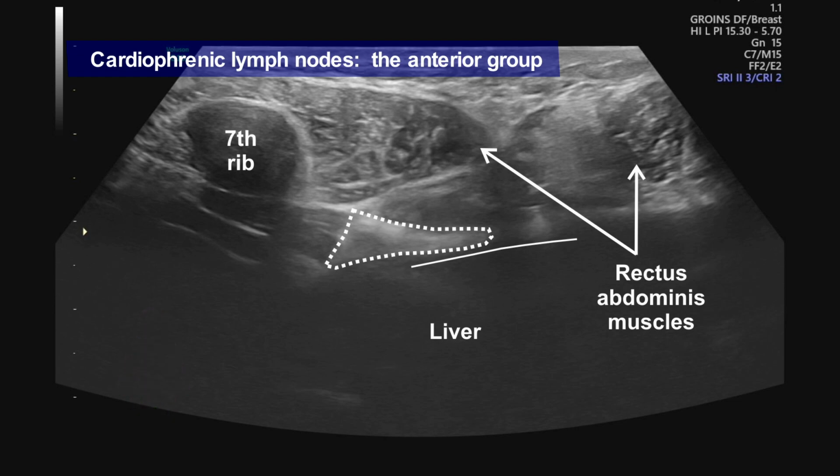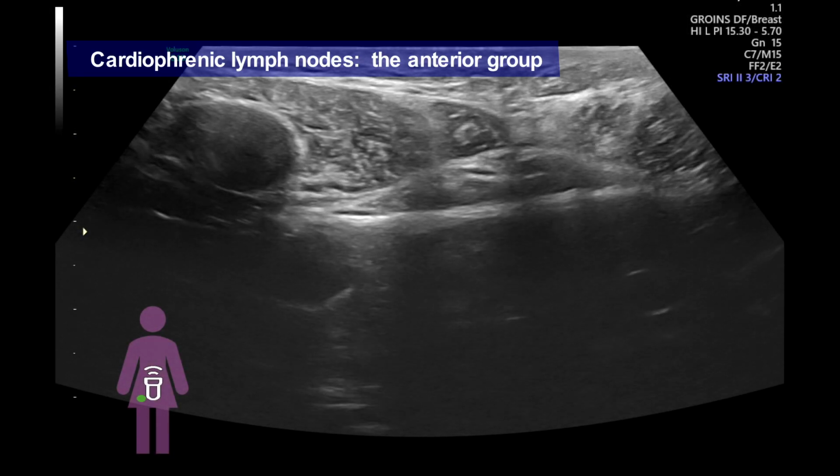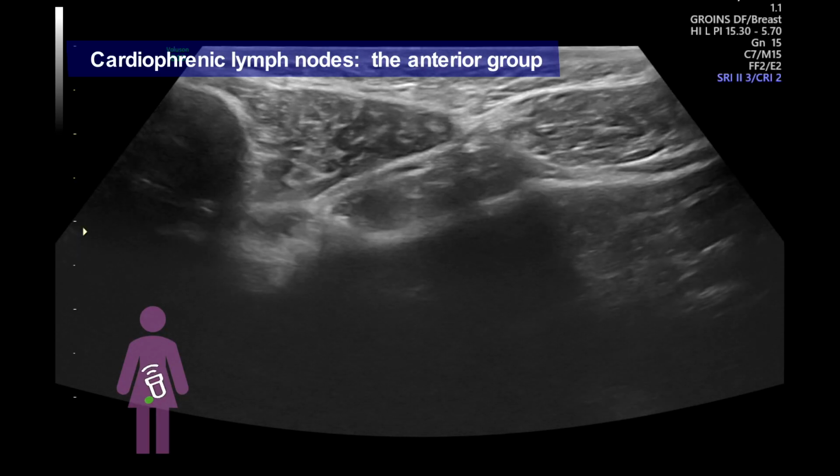The patient lies in supine position, and the probe is positioned first in the transverse plane. The insertion of the rectus abdominis muscle to the 7th costal cartilage is shown on the right side. The expected region of interest is demarcated by the dotted line.